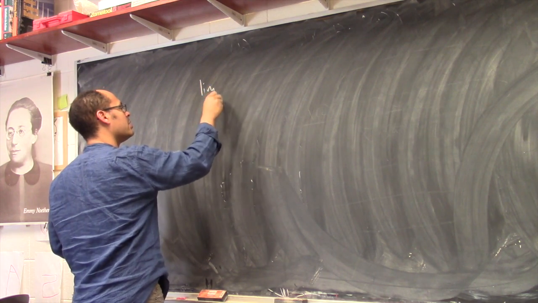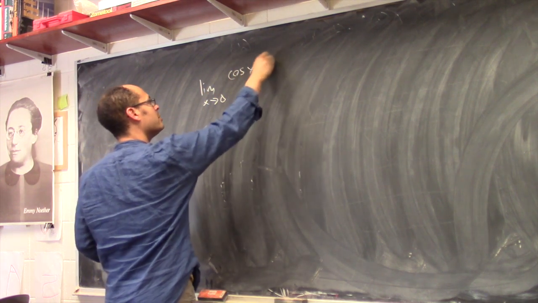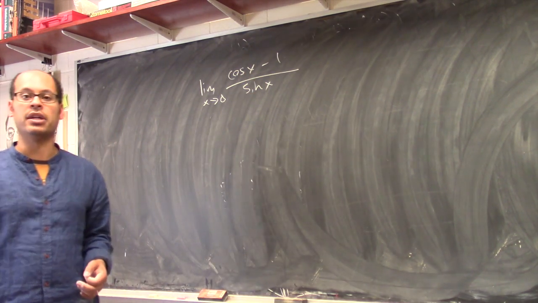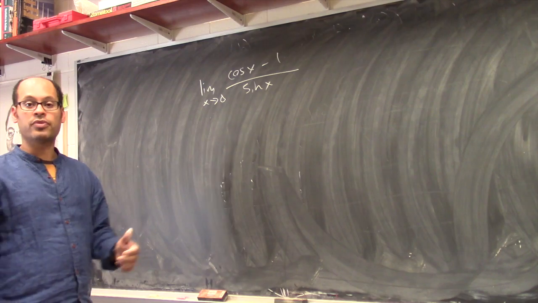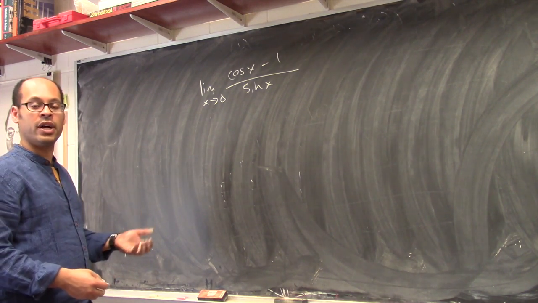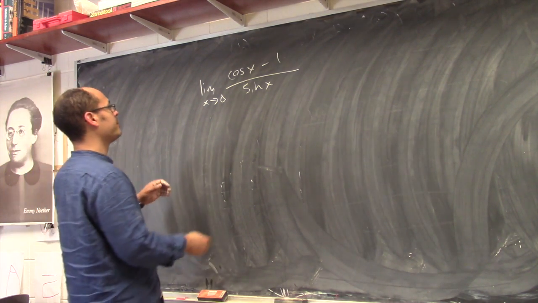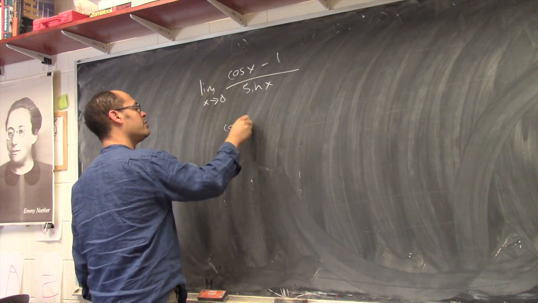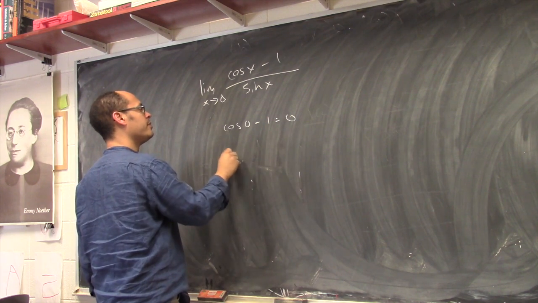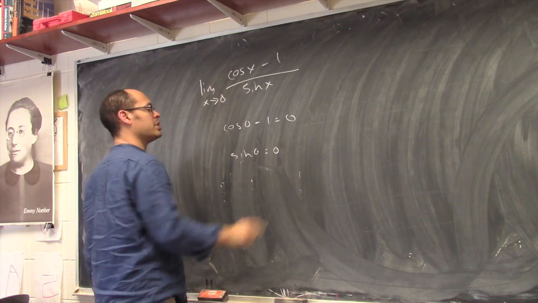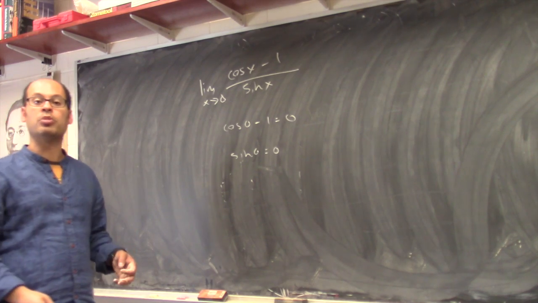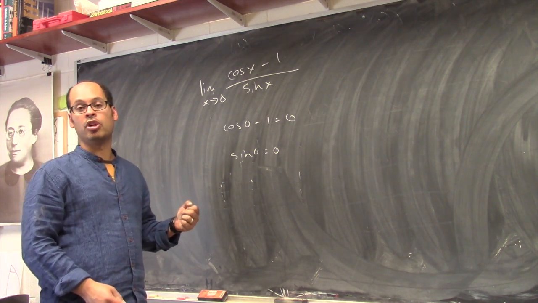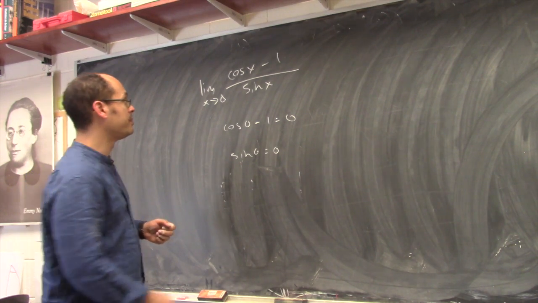How about we'll start with the limit as x goes to 0 of the cosine of x minus 1 divided by the sine of x. The first thing to do, of course, is to see what happens if we were to evaluate the top and the bottom separately. For the top, we see that as x goes to 0, we get cosine of 0 minus 1, which is 0. For the bottom, we get sine of 0, which is 0. And so this says we have an indeterminate form of the type 0 over 0. 0 over 0 means we can use L'Hopital's rule.